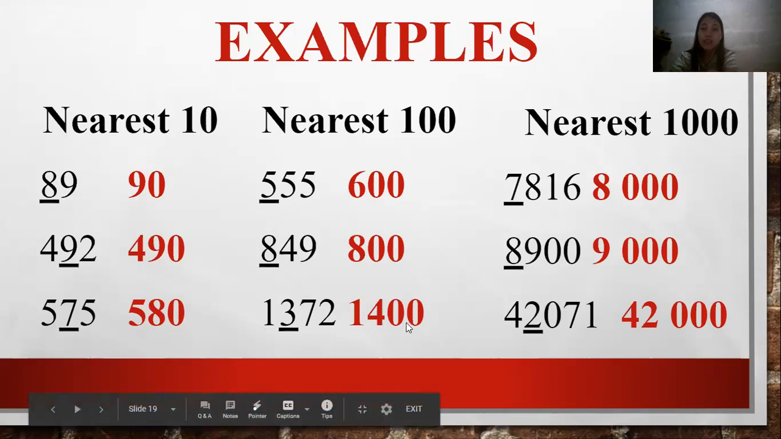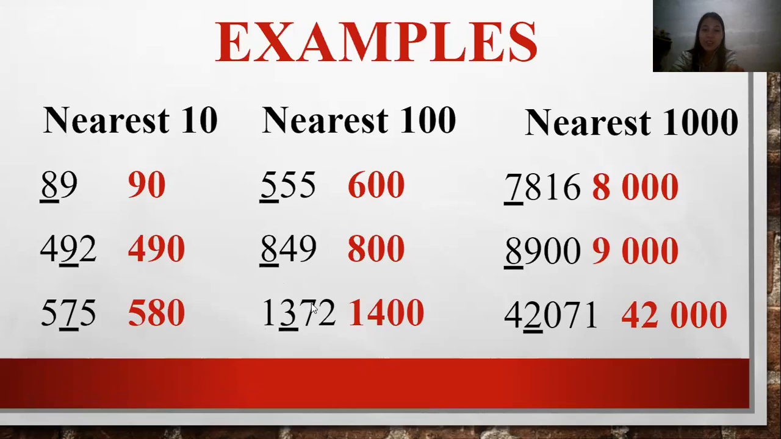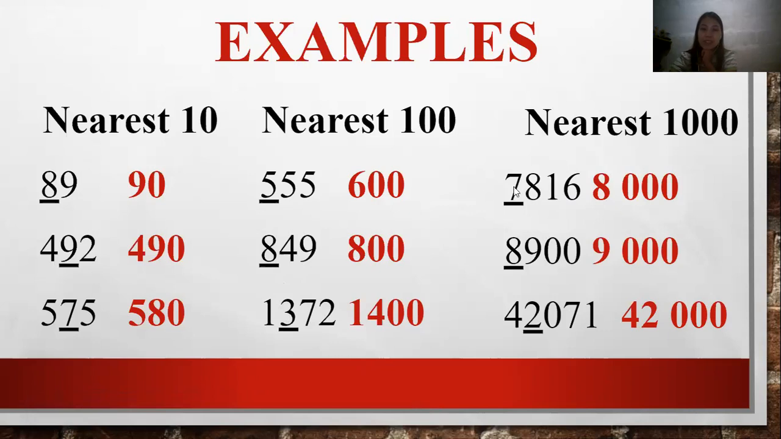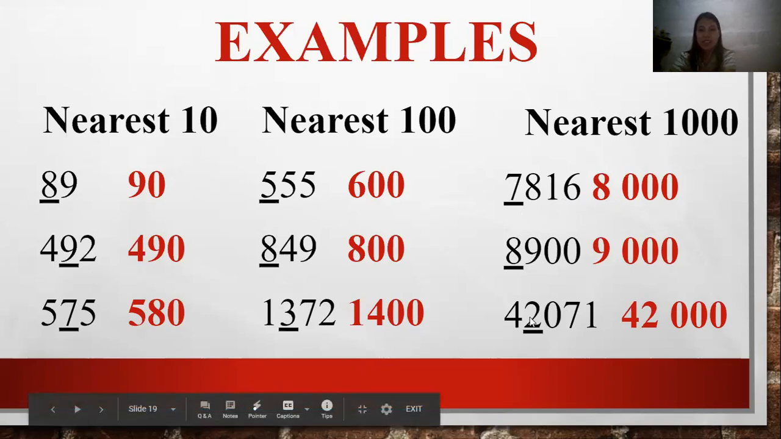1,372, naging 1,400 kasi si 7, yung katabi ni 3, mataas. Nag-add tayo ng 1 and naging 0, 0 na yung mga nasa likod. 7,816, naging 8,000 kasi po si 7, ang katabi niya ay si 8. Malaki si 8, kasama siya sa 5 to 9, then add 1, then automatically, yung mga nasa likod ni rounding number magiging 0, 0. Okay, so 9,000. 42,071, nanatiling 42,000 kasi 0 yung katabi ni rounding number.